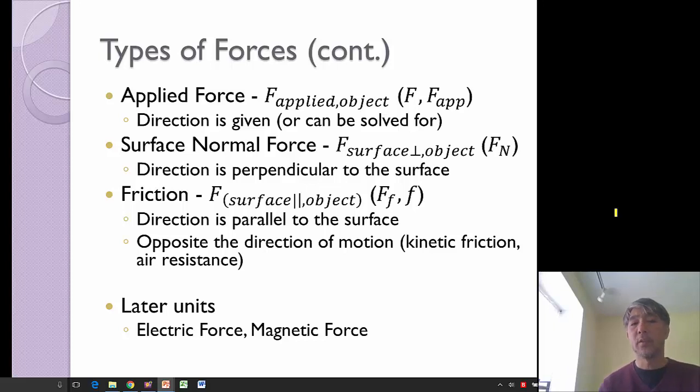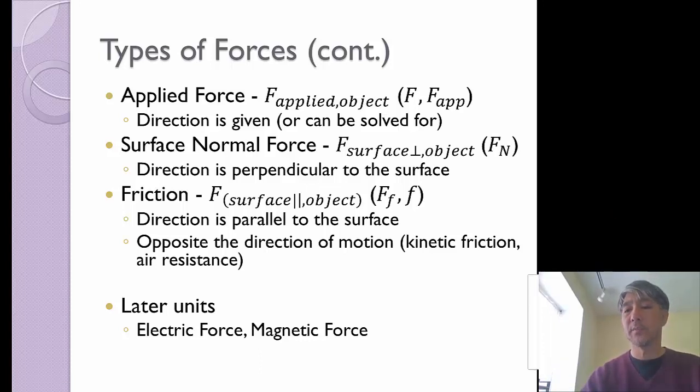Since there's a perpendicular force, there is frequently also a parallel force, and that parallel force is friction. In this case, the direction is parallel to the surface, and it will be opposite the direction of motion, for instance, if you have kinetic friction or air resistance. Friction is actually more complicated, and we'll expand on this a little bit later in this unit. We'll also encounter other forces later on, in particular the electric force and the magnetic forces.